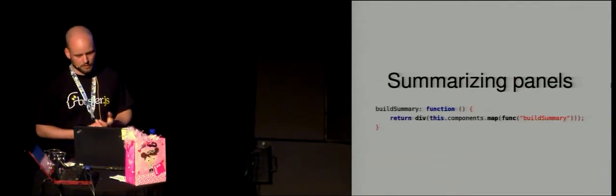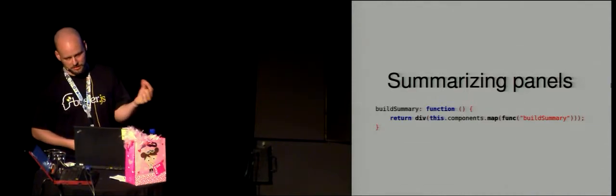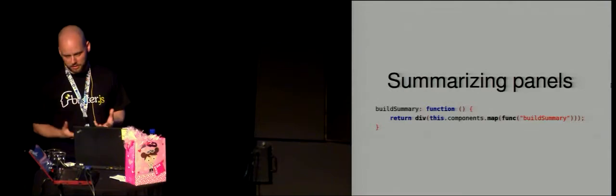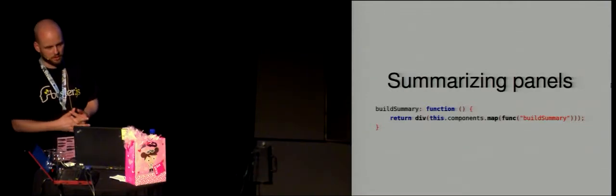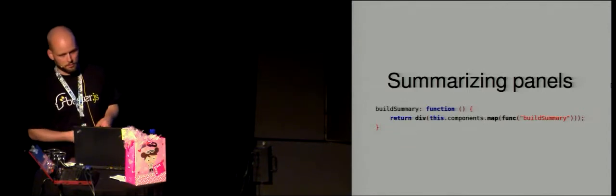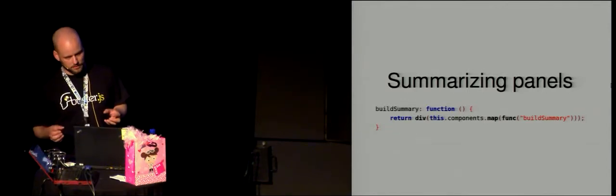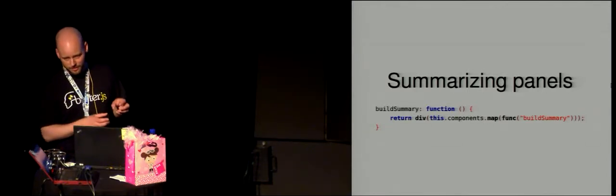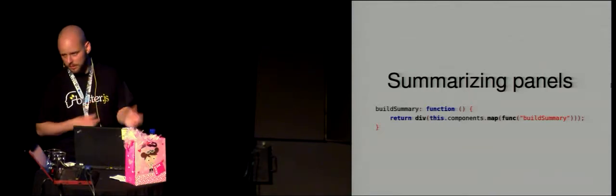And to summarize our panels, we only need this one line here. So we have the div, which creates a div element. Then we have all our components. We map them by calling the build summary function on each one of them. So that will produce an array of DOM elements that we give into the div element function. So we get a div with some elements inside.